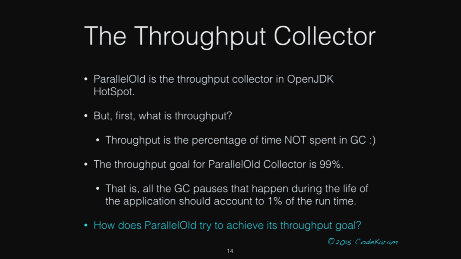All right, so let's talk first about the easiest collector, the Throughput collector. Throughput collector is on by default on server class systems, and it's the easiest to explain. Parallel old is the Throughput collector in OpenJDK HotSpot. I spoke about Throughput briefly, but let's define Throughput here. Throughput is the percentage of time not spent in garbage collection. For example, for parallel old, the Throughput goal is 99%, which means that it would like to spend only 1% of your total time in garbage collection.